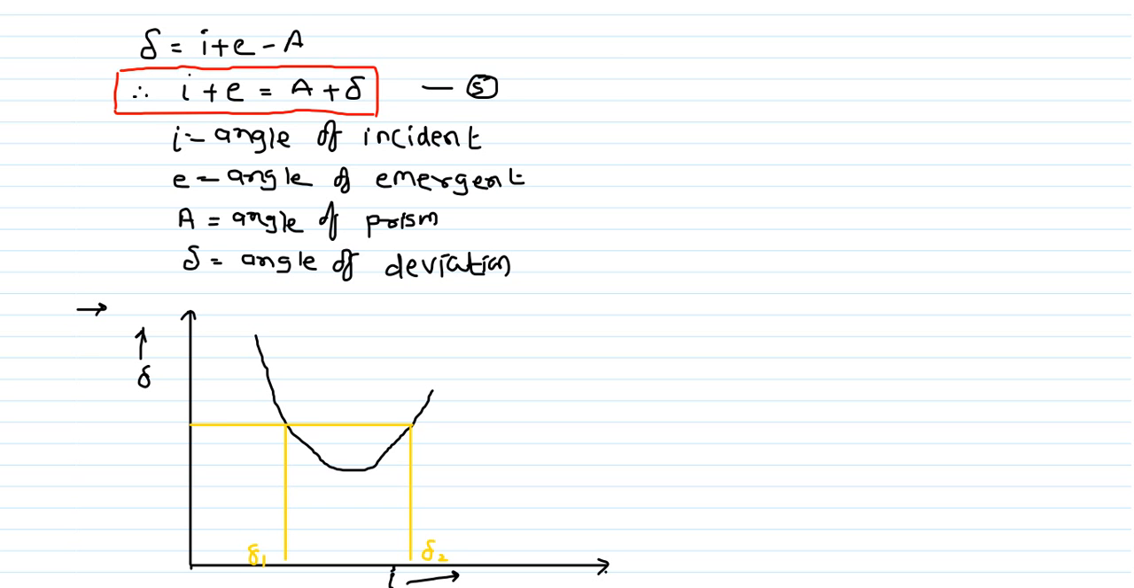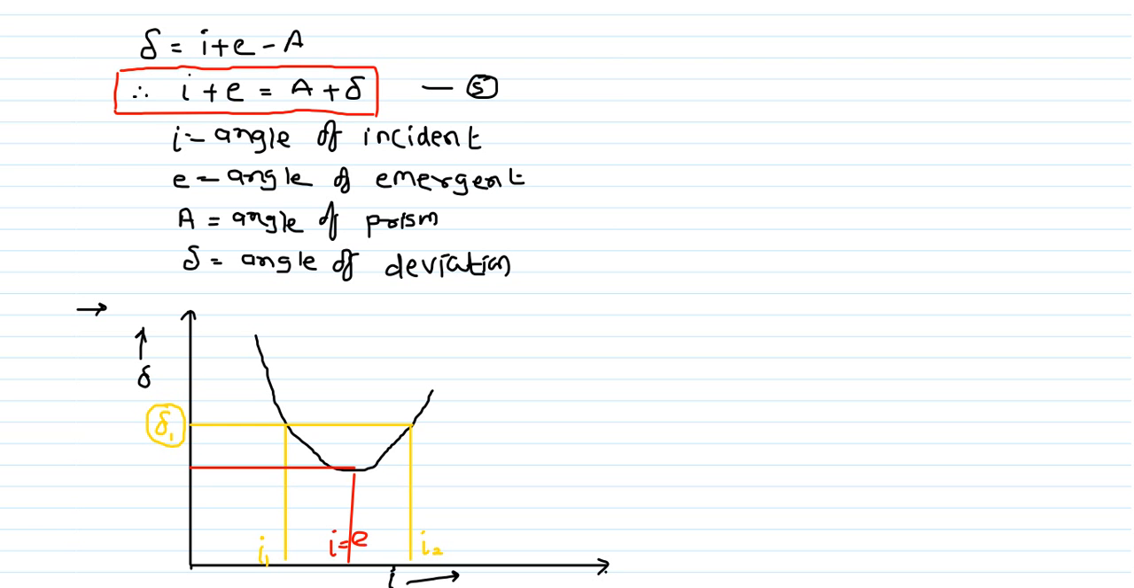We have I1 and I2, make correction, I1 and I2 for this delta 1. That means for one deviation we have two angles of incidence. That means for these two angles of incidence we have one angle of deviation. But here at a particular point, at this particular point we can say that we have only one I, right? You can say it is the only one I.